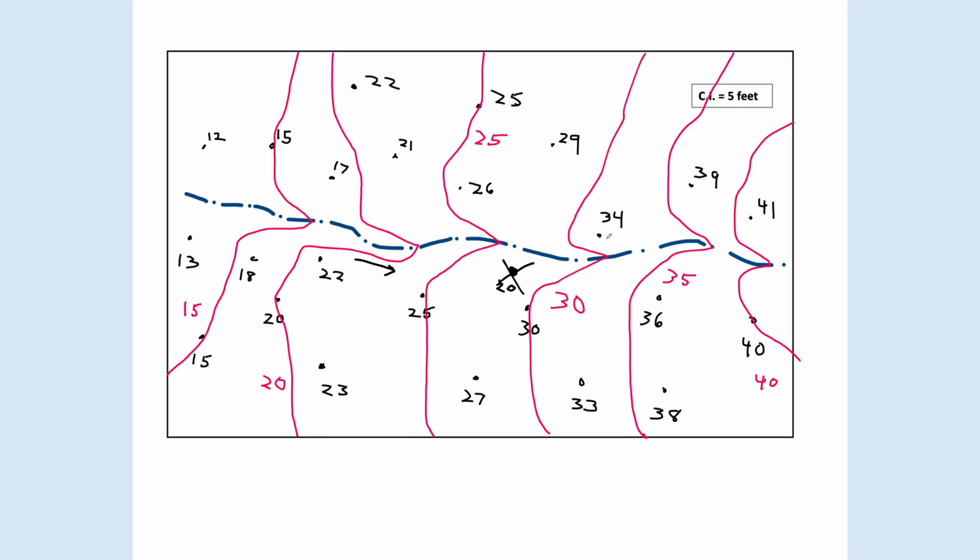Now, a little deluxe trick. If you consider this 34 right here, remember that a stream is V-shaped. So equidistant away on the other side of the stream is the same elevation. So that would be 34. So anytime you have a stream and you have some numbers that are kind of lacking, then you can draw other points on the other side of the stream.